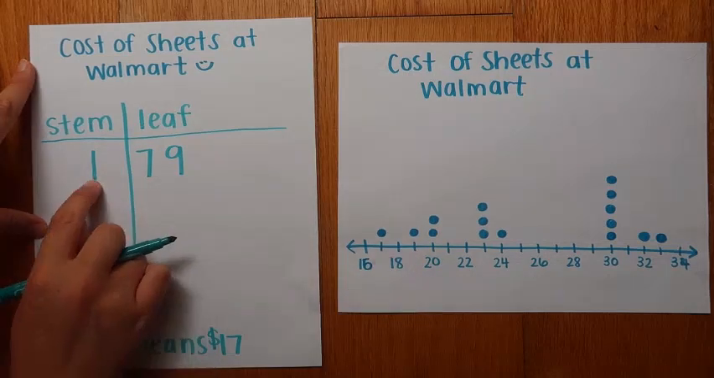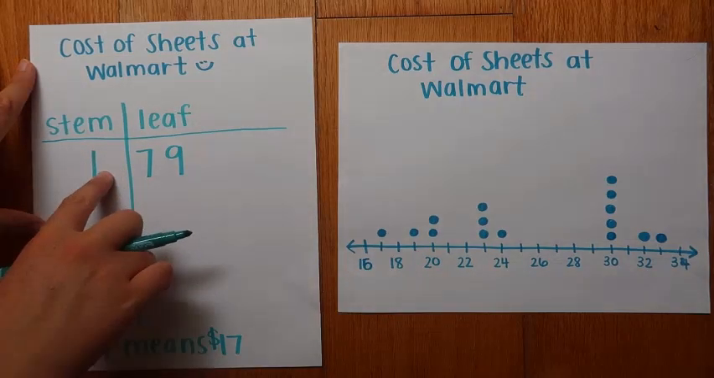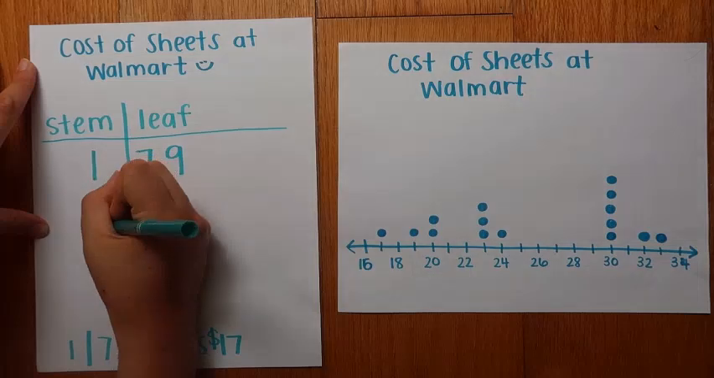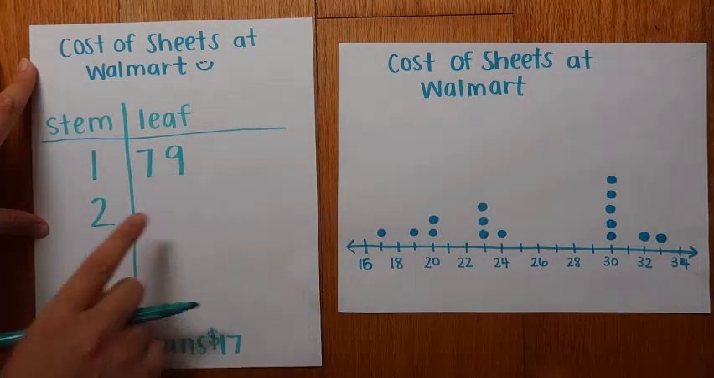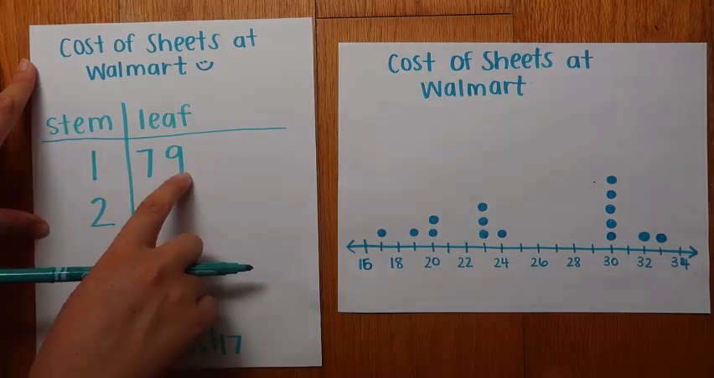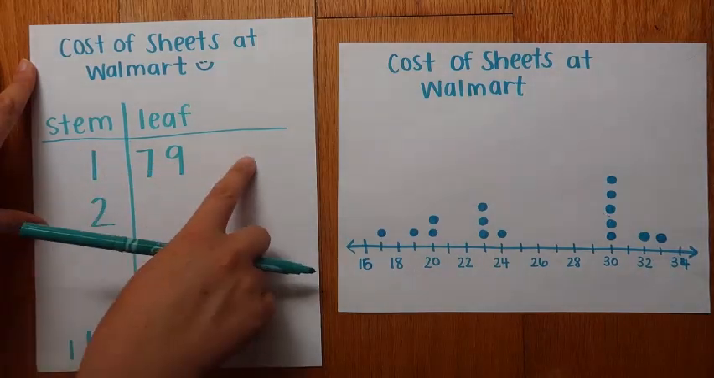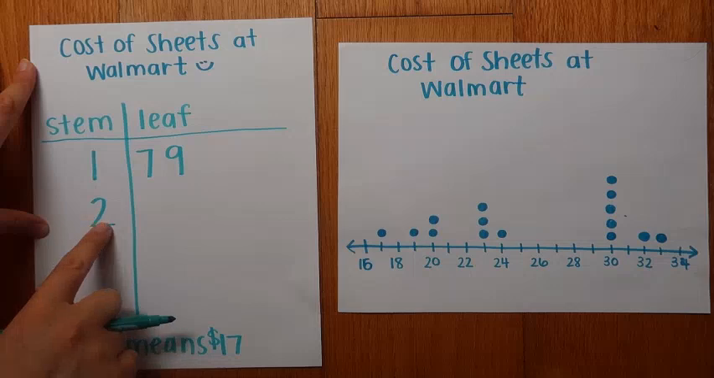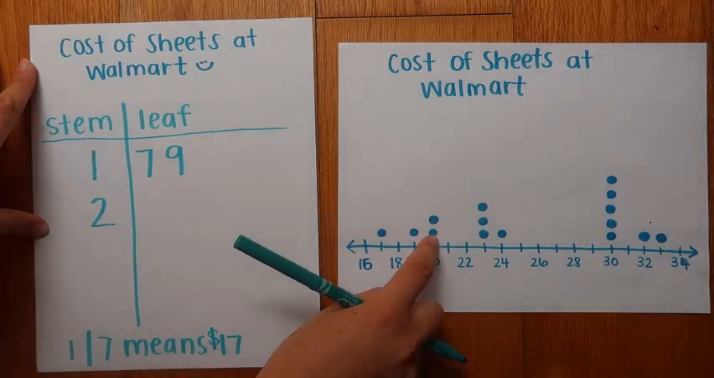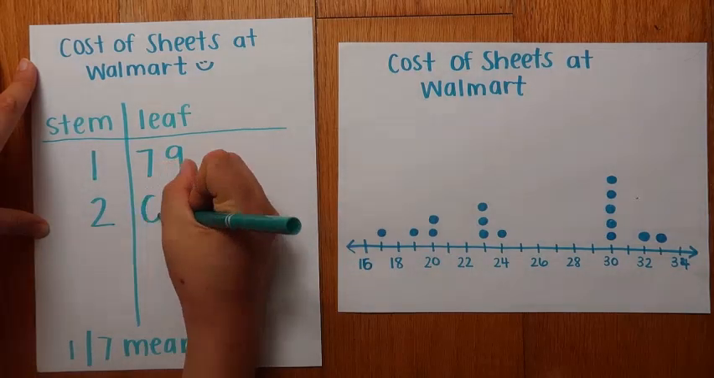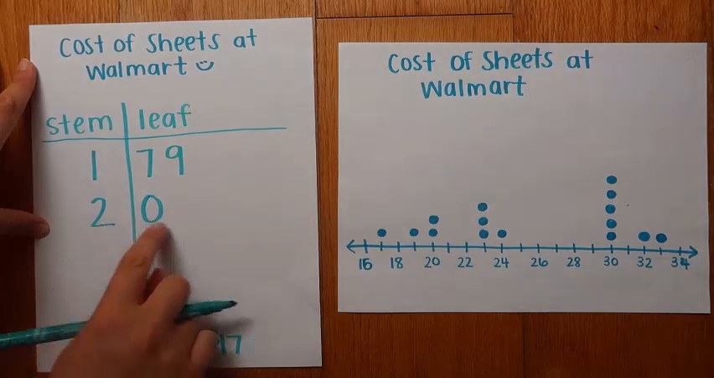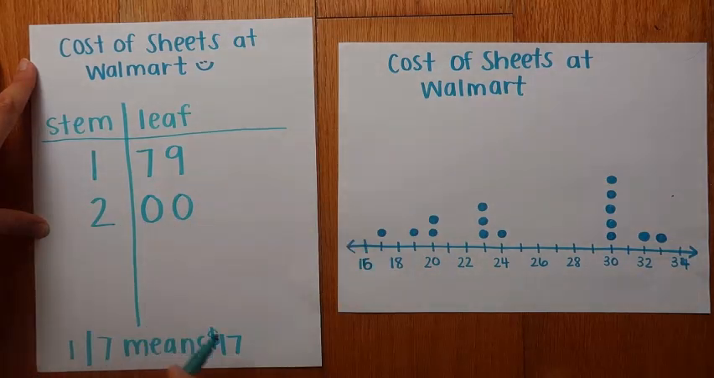That means I no longer have a 1 in my tens place. I have to go to a 2 and make a new row. Again, these have to go from least to greatest, so this goes from least to greatest, and these also go from least to greatest. So I have two 20s, so I have to do 2 0 twice, 20, and then 20 again.